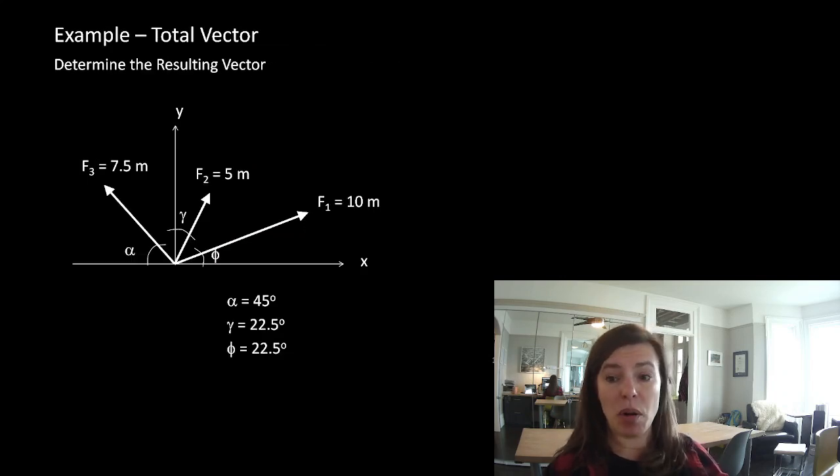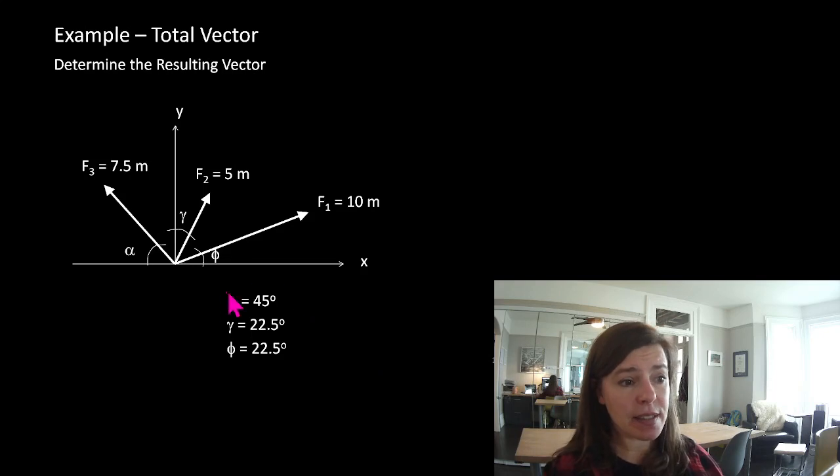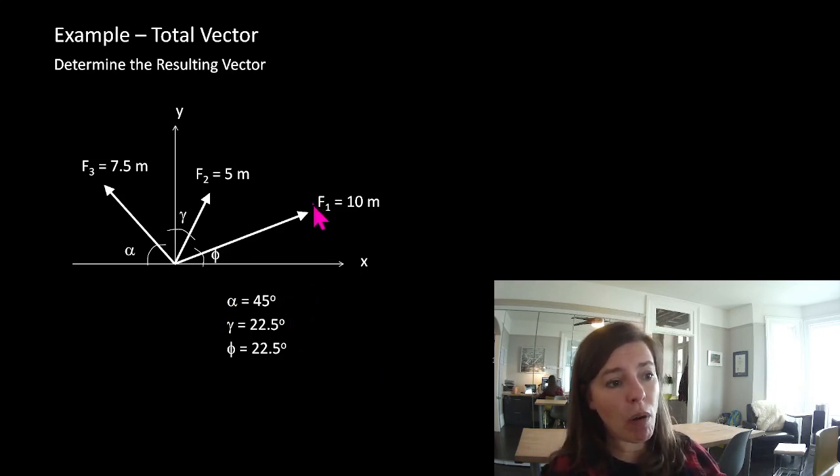Well, let's start with this one. Let's determine the total vector. We want to add these up. We want f1 plus f2 plus f3. They have given us the angles. So f3, they've given us the angle relative to the x-axis. f2, they've given us the angle relative to the y-axis.